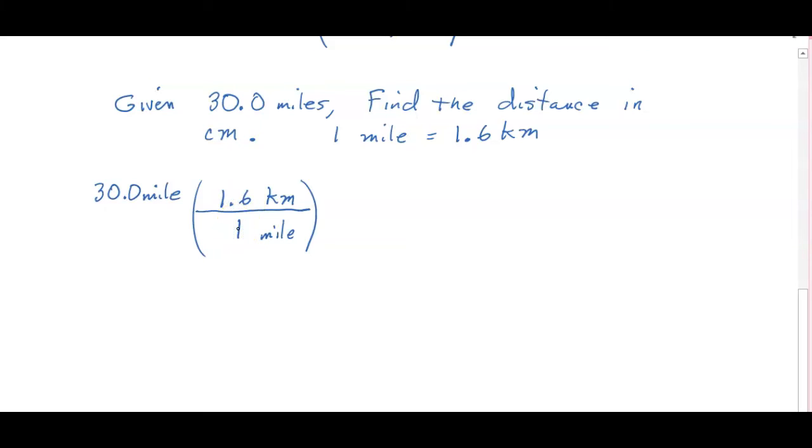And you might be tempted to enter something on your computer or your calculator right now. Don't bother. We're not done yet. We're not going to put anything into our calculator until we are at centimeters. So I'm going to get rid of my miles now. And I'm left with kilometers. Now I want to get rid of kilometers.